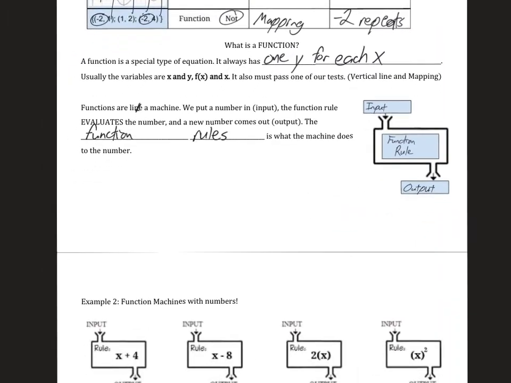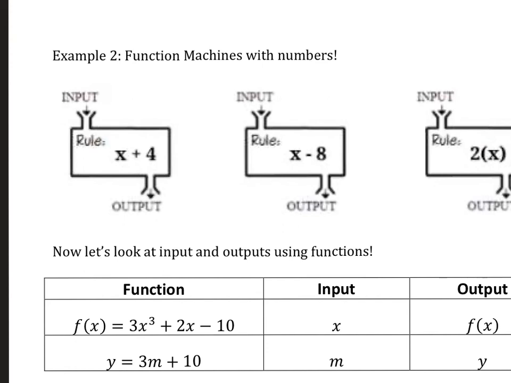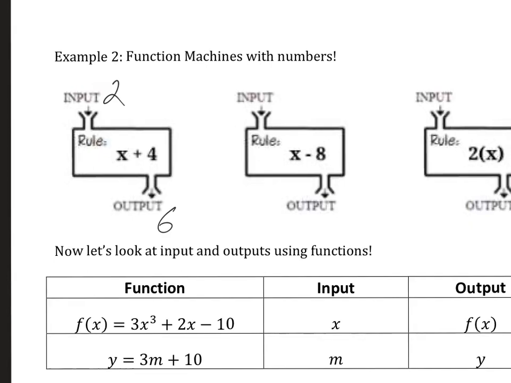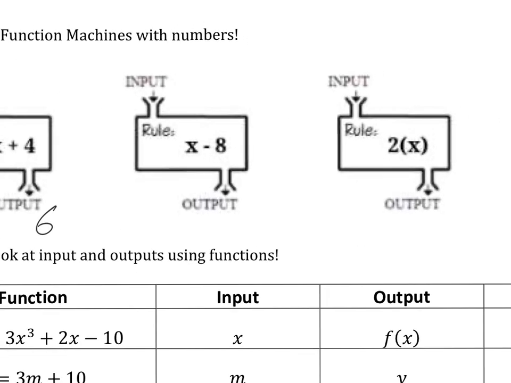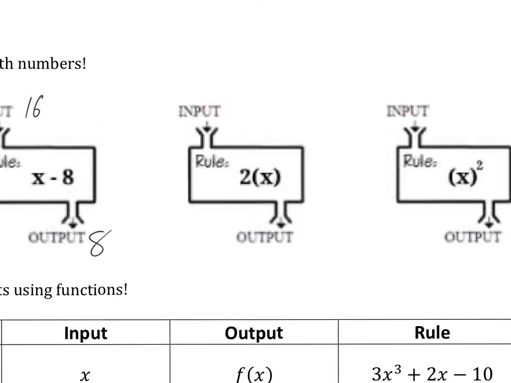Okay, so let's go ahead and try these ones out. Okay, so my input, I'm going to plug in 2. So 2 plus 4 is 6. For my next one, my input, I don't know, let's just try 16. 16 minus 8 is 8. We could pick whatever number we wanted. I'm just picking random numbers.